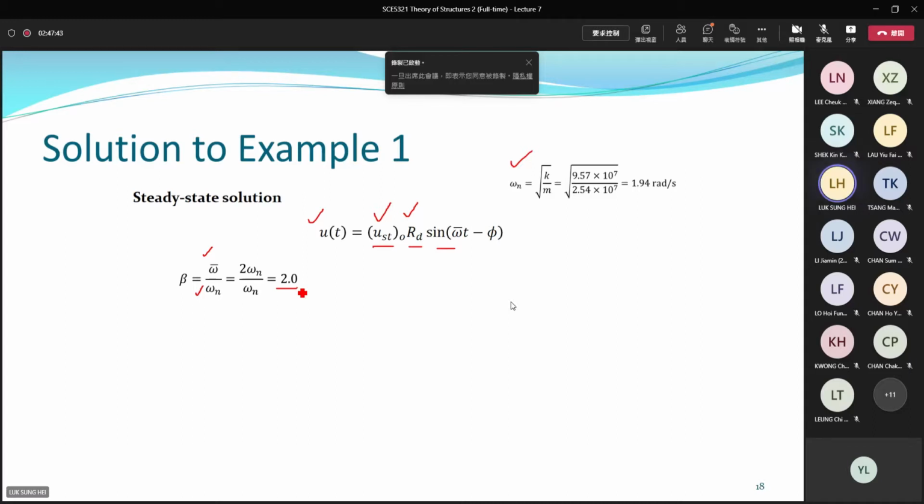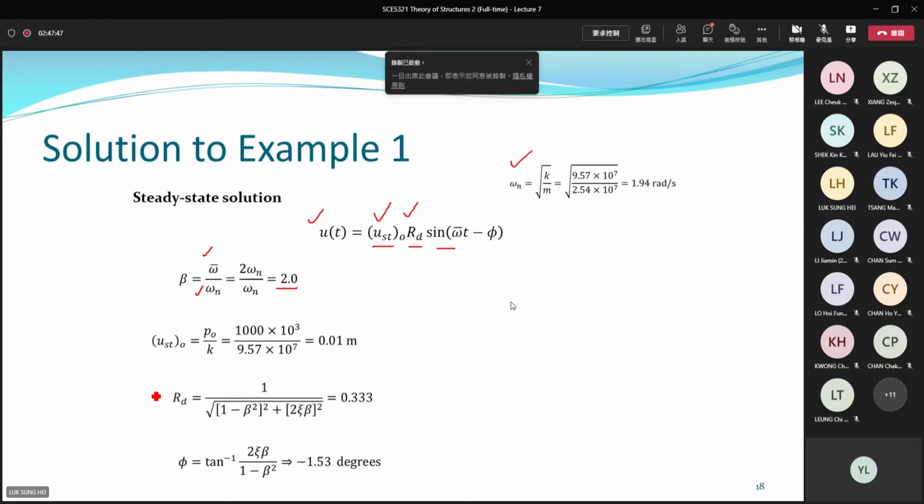When beta equals 2, you can put it into the equation of RD. RD is equal to 1 over the square root of (1 minus beta squared, the whole thing squared, plus 2 damping ratio beta squared). Use this equation carefully, then you can find out RD, which is equal to 0.333. For high frequency, RD becomes a value less than 1. It shows us some reduction effect.